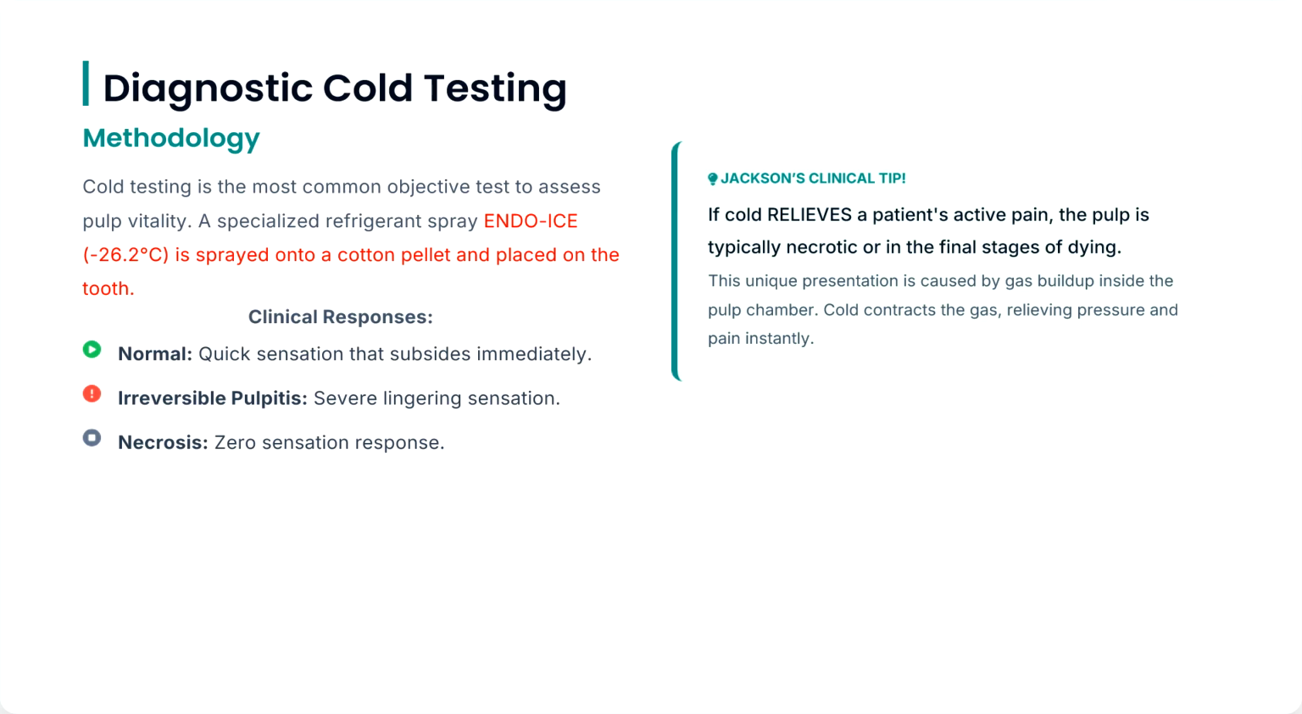So we use this. What we do is we spray this. It just comes in a little spray can, kind of like keyboard duster. Oh, like one of those with the little line. Yeah, exactly, with the little tube, and you spray that on a little tiny cotton pellet on a pair of forceps. And they put it on somebody's tooth. It's so wrong.